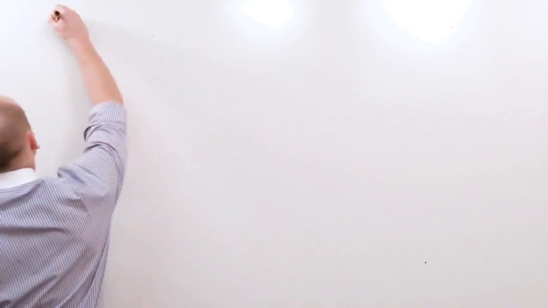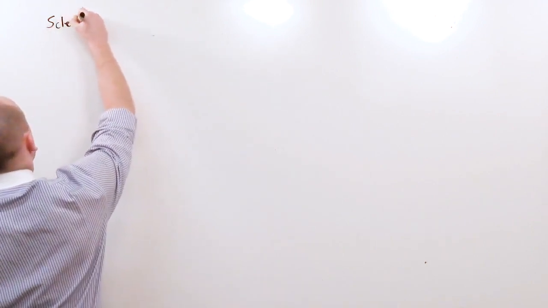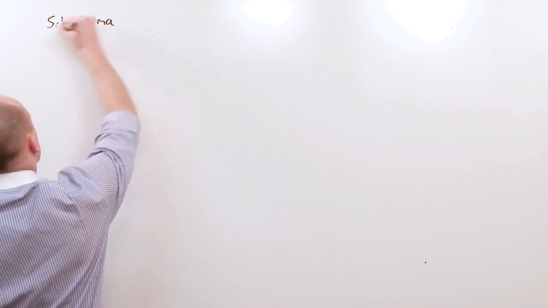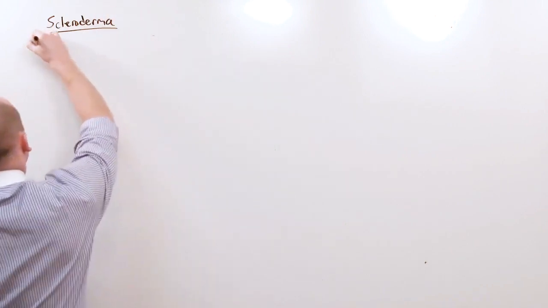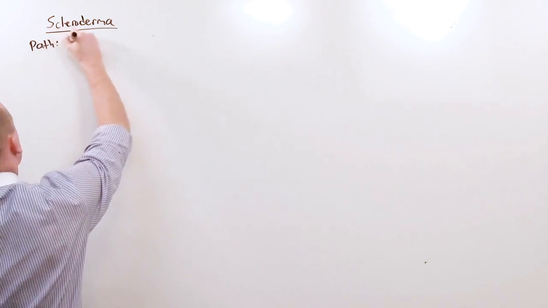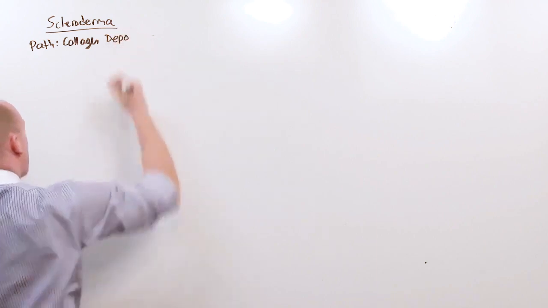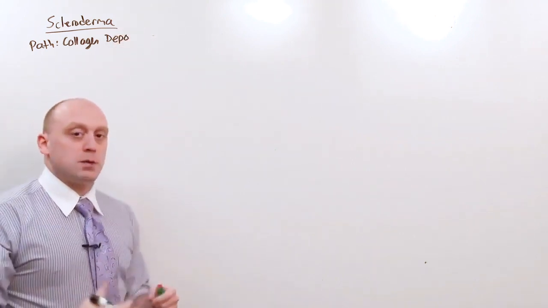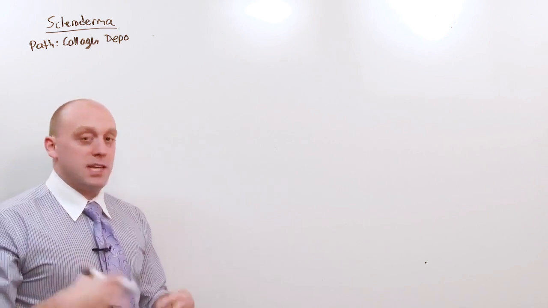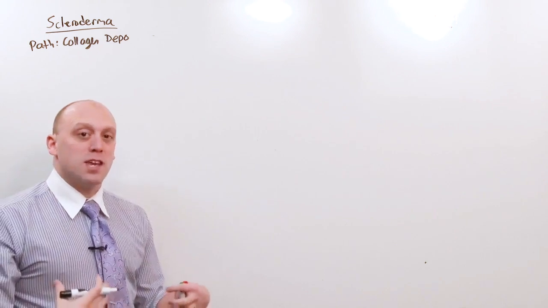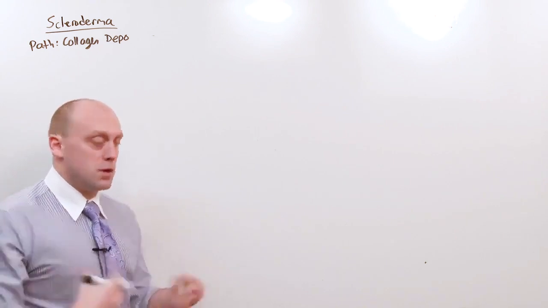So we're going to start with the hardest one, which is scleroderma. And scleroderma is essentially collagen deposition. We don't really understand a lot about it, but we know what it does. Right? And basically what's going to happen is that collagen is going to get in everywhere, and collagen doesn't really move, so it makes everything it gets into stiff.